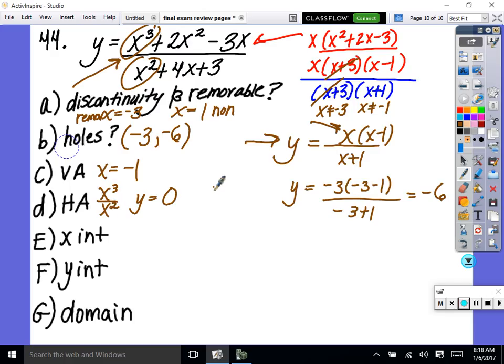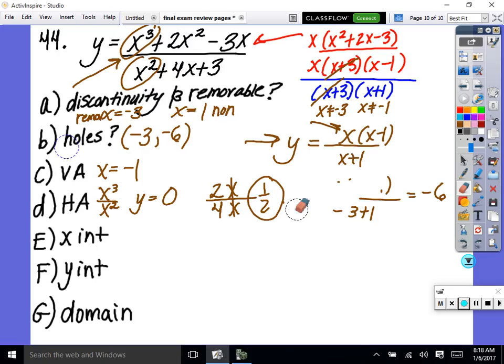If it would have been, let's take for example, 2x over 4x as our leading terms, then the x's would divide out. So 2 over 4, which would be 1/2, would have been our horizontal asymptote. But it didn't. They weren't the same. Okay, x-intercept is when y equals 0. So I am going to go back and use this new simplified one just to find this. So we have 0 equal to x times x minus 1 over x plus 1.